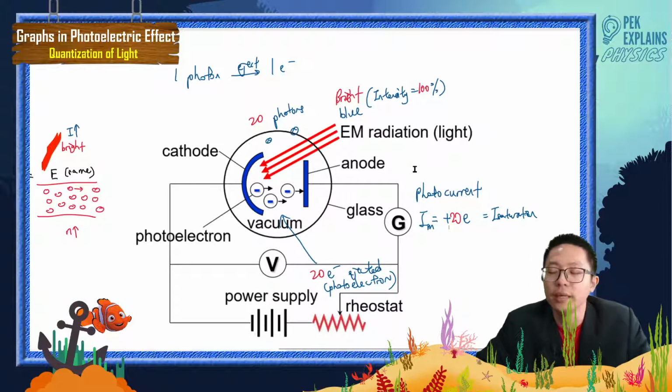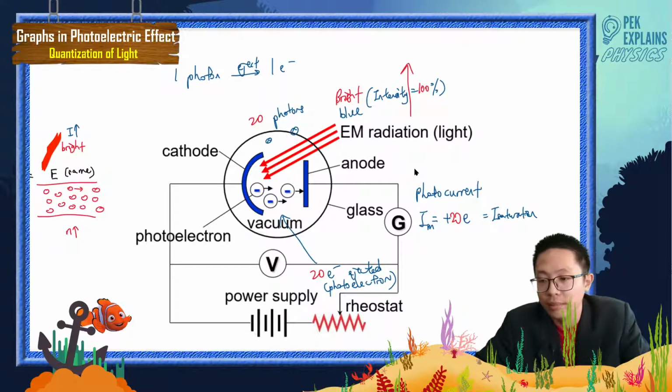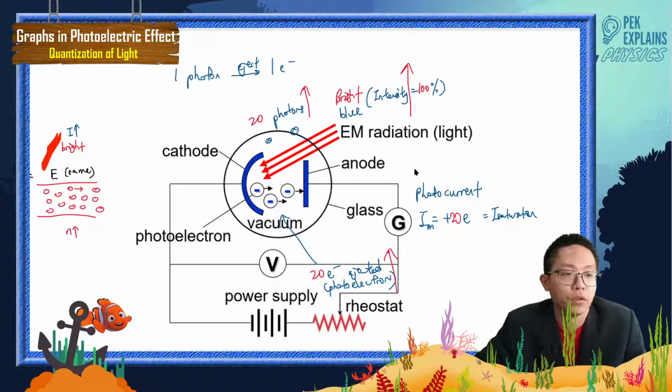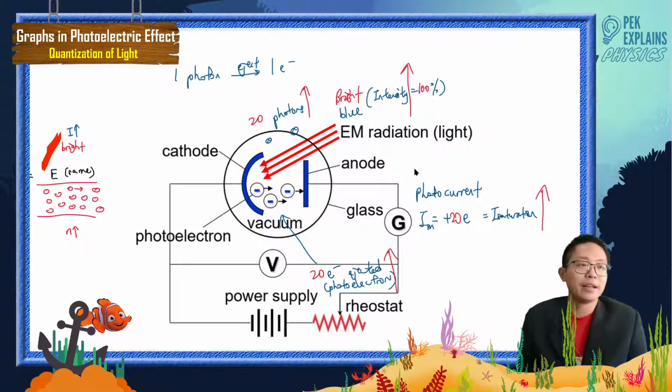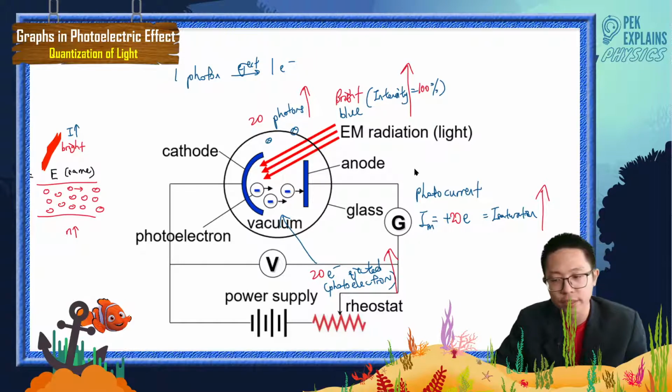So what I can say here is, the higher the intensity, the more the incident photons, the more the photoelectrons ejected, the higher the saturation current. But the frequency never changes. The kinetic energy is still the same. The kinetic energy of each electron is still the same, because the intensity is only about the number of photons.